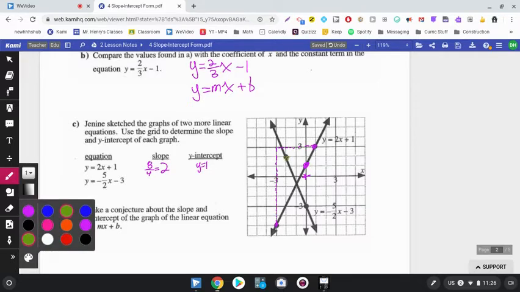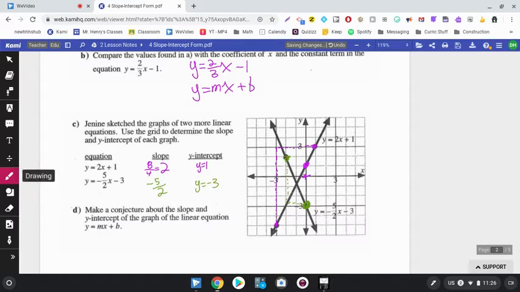I have my 2 points. I go down 1, 2, 3, 4, 5 over 2. Negative 5 over 2. That would be my slope. Oh, that's a familiar number. Y-intercept is actually that second point. It happens at a y value of negative 3.